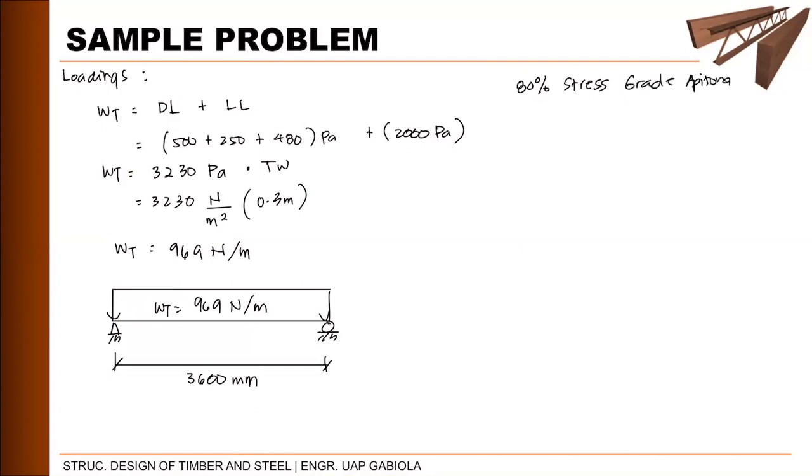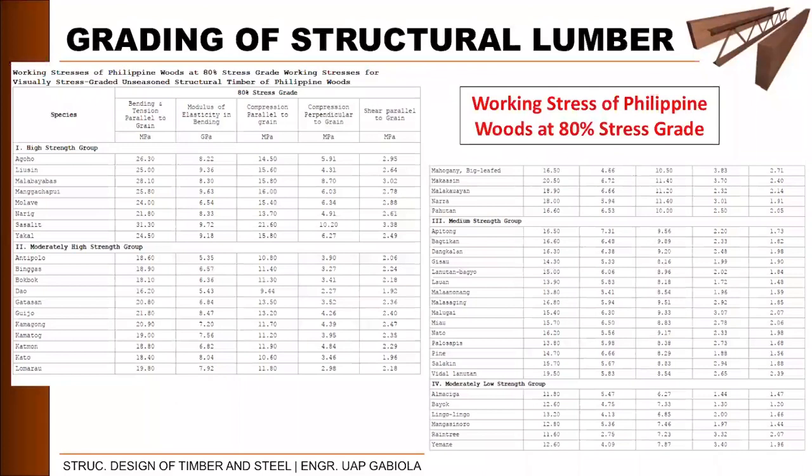Apitong. Okay? So ang kailangan natin kunin is yung allowable bending natin, allowable shear, and yung ating modulus of elasticity. So let's go back dun sa ating table. So ito yung reference table natin and we need to find Apitong. Okay? So this table is 80% stress grade. And then itong table na to, yung first column natin is for bending. Okay? Second column is for modulus of elasticity. And last column is for shear. Okay? So yun yung kailangan natin mga values.